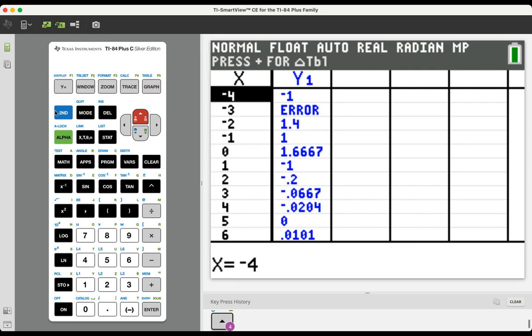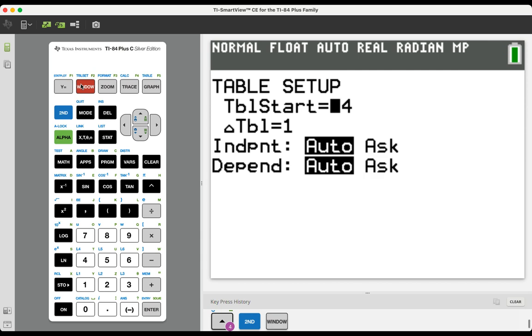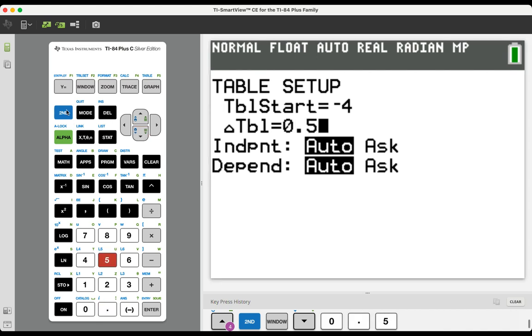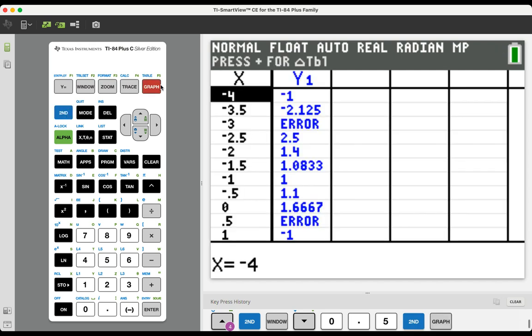You have some control over how you set up the table. And that happens in second and table set, which is the secondary option of the window button. So second table set, you can tell the calculator where you want your table to start, and you can tell your calculator how you want your table to count. So instead of counting by 1, I'm going to leave the start at -4. Instead of counting by 1, I'm going to have the calculator count by 0.5. And I can press second and go back to the table.